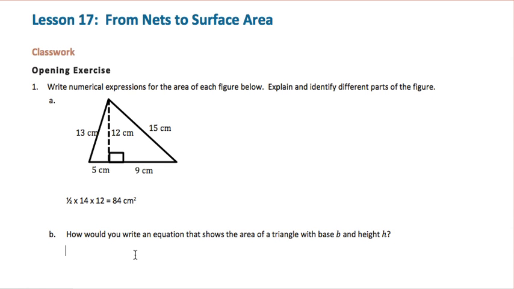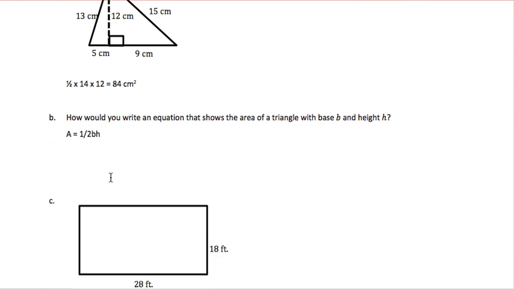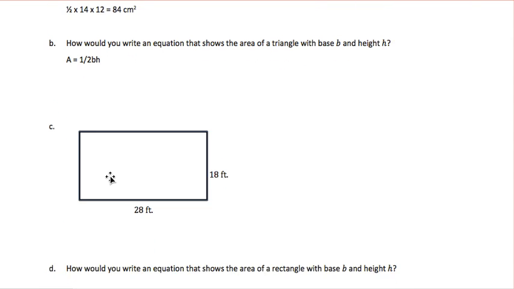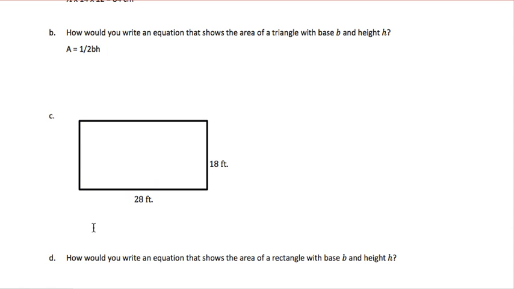We'll write the equation for the area of a triangle. Area equals 1/2 base times height. Next, we have a rectangle. And this rectangle would be base times height, or 28 times 18, which is 504 square feet. And our formula for area of a rectangle would be base times height.